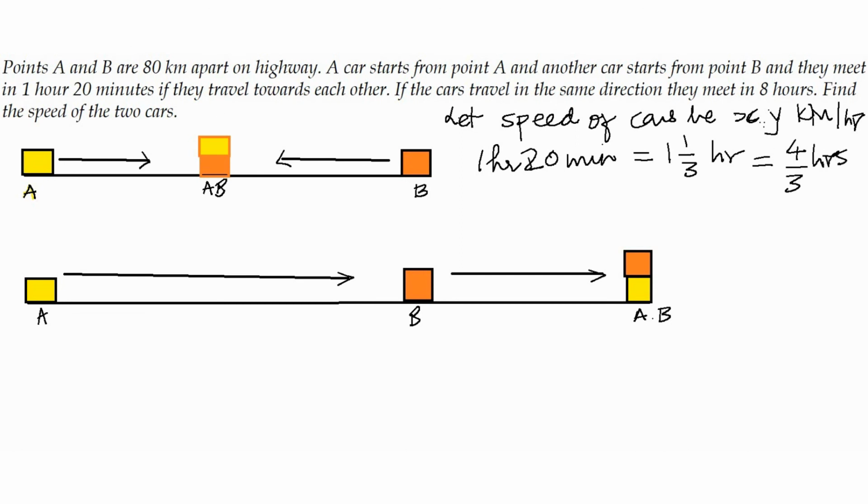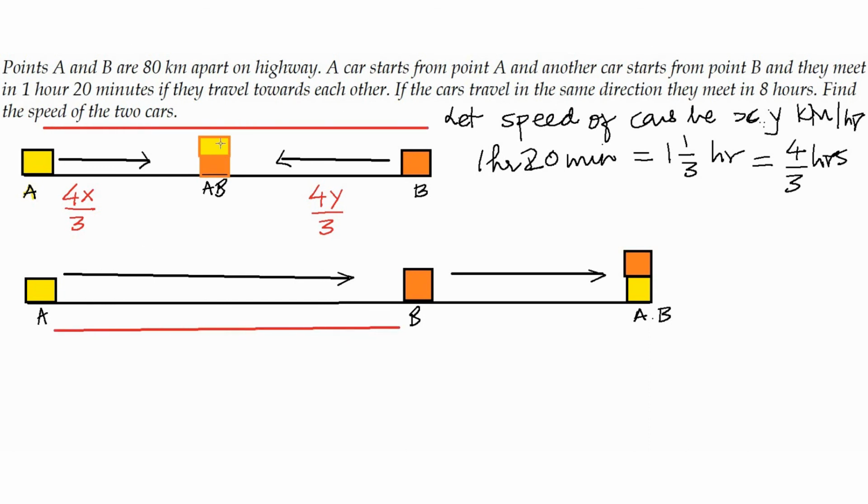So now the distance covered in the first case, the distance covered by A is going to be 4x by 3, because 4/3 is the time and x is the speed of car A, and the distance covered by car B is going to be 4y by 3. Again, 4/3 is the time and y is the speed. So the distance covered by A and the distance covered by B should add up to 80, because the complete distance between these 2 points is 80 kilometers, right? This is already given to us in the question.